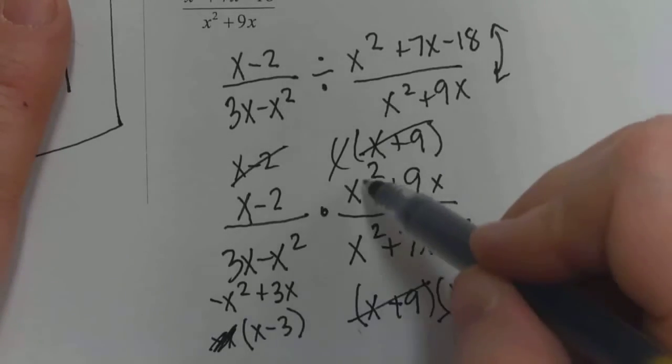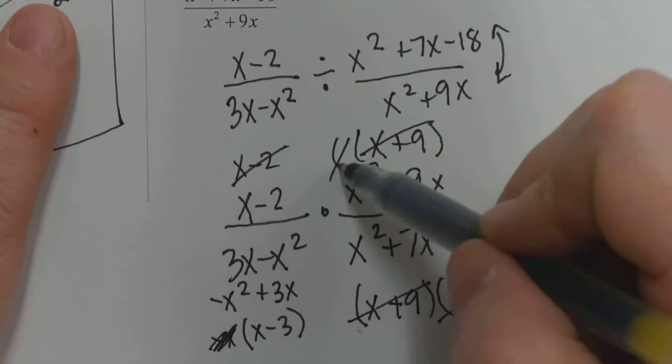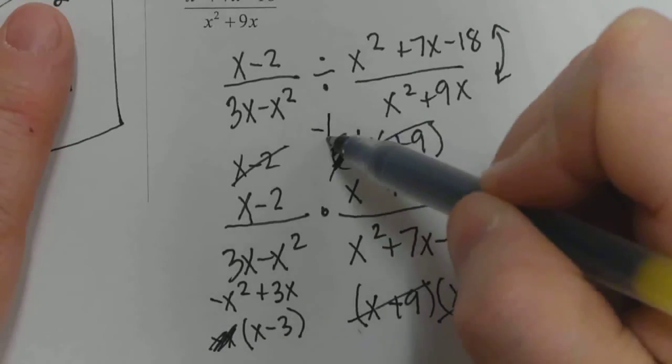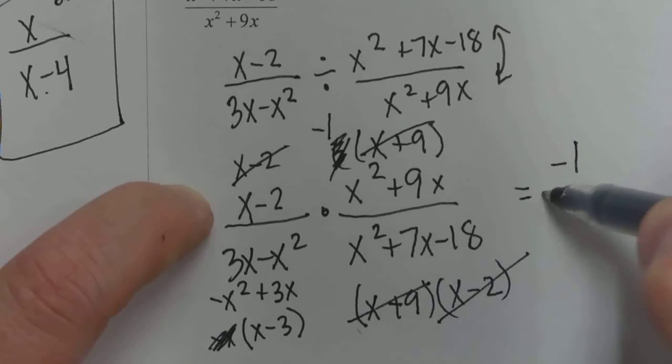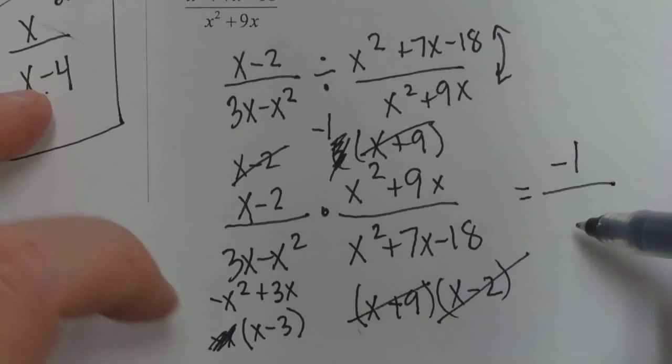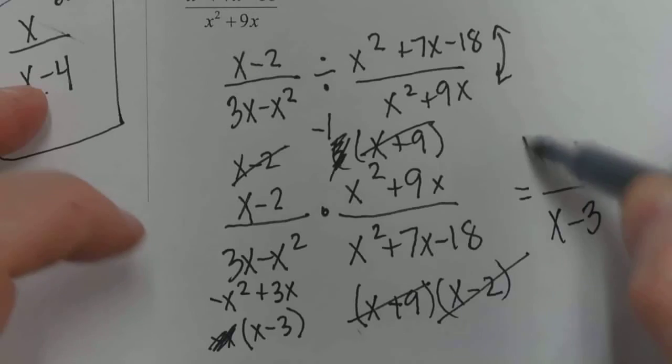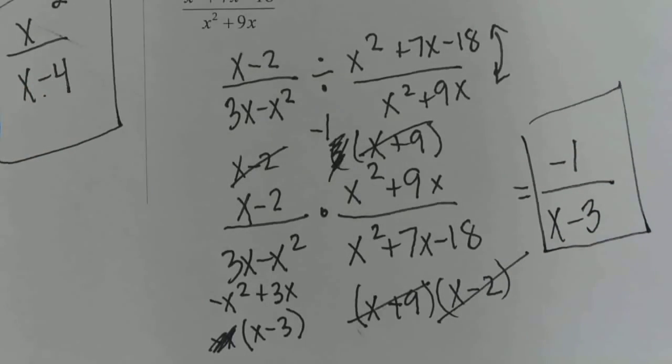And I just cancel. The x minus 2s are gone. The x plus 9s are gone. This x and one of these x's right here cancel to a -1 because it was a negative on the bottom. So I have a -1 on top left over, and I have an x minus 3 on the bottom for my solution.